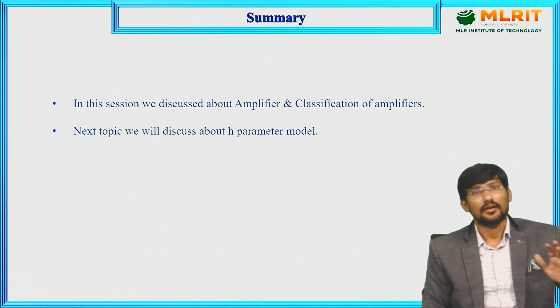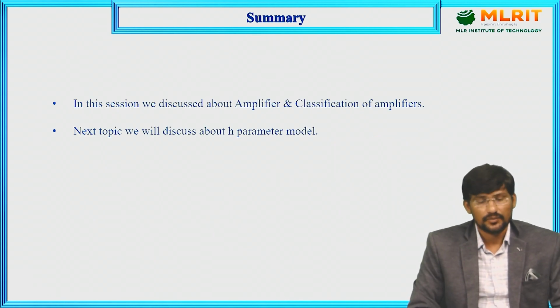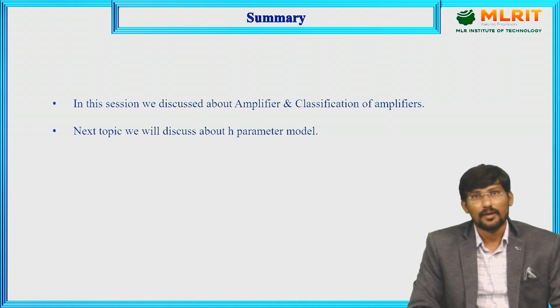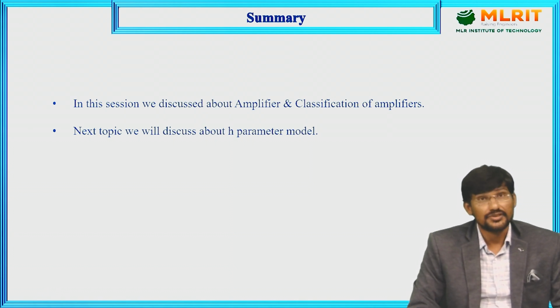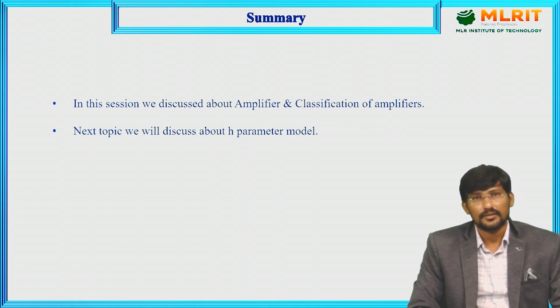This is all about today's session. We discussed the amplifier, classification of amplifiers and the general H parameter model for the transistor. In the next session, we will discuss the H parameter model of the CE, CB and CC configurations, and the general analysis of the voltage gain, current gain, input impedance and output impedance of the transistor amplifier.